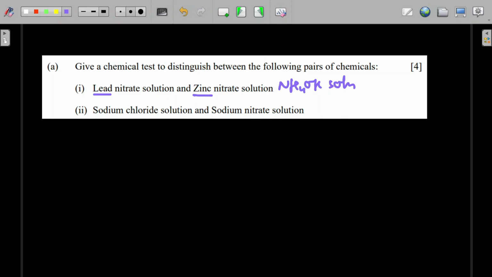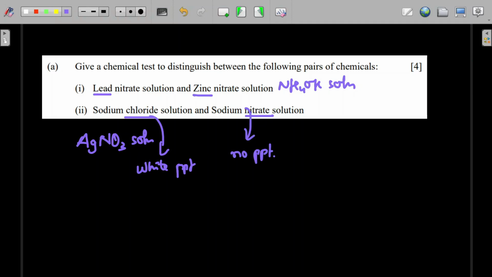Sodium chloride, sodium nitrate. So now we have to distinguish between chloride and nitrate. Same thing as I told you, you use silver nitrate solution. So with sodium chloride you will get white PPT, that is AgCl, and with sodium nitrate no PPT. See, they may change, but whenever you have to distinguish between chloride and nitrate, you use silver nitrate or lead nitrate. Okay, but if you want to distinguish between the cations, either you have to use NaOH or NH4OH solution.